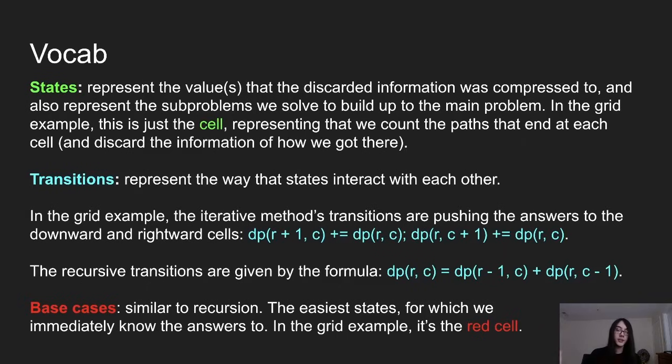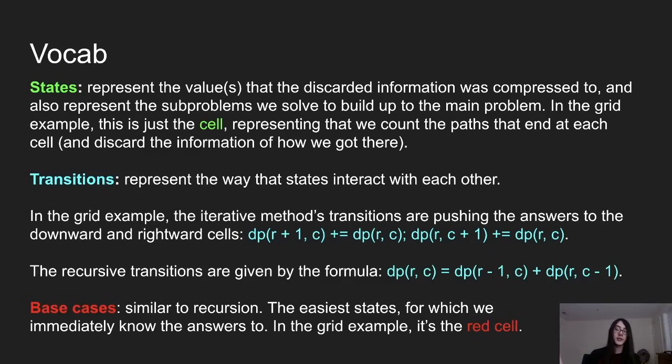And similar to recursion, there are base cases. These are the easiest type of states which we already know the answers to. In the grid case, the base case is the starting cell, which has exactly one path. You can also consider the edges the base cases because you have to treat them special and make sure to avoid an out-of-bounds error.